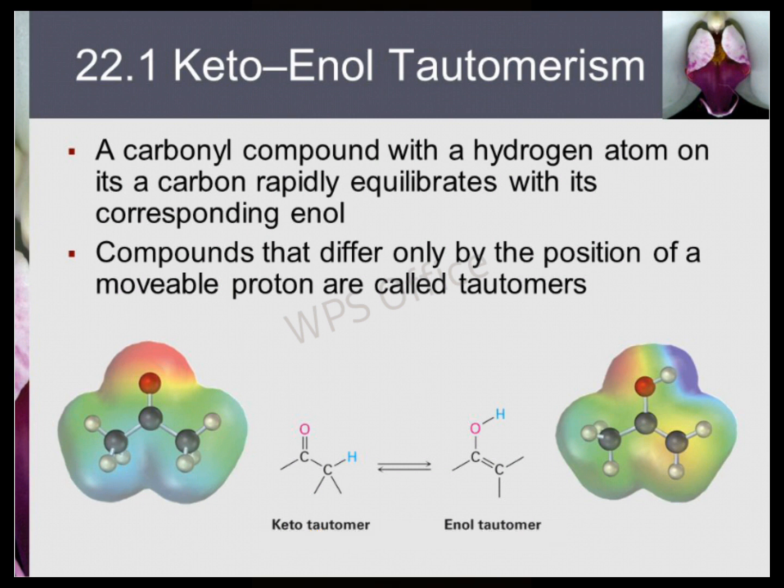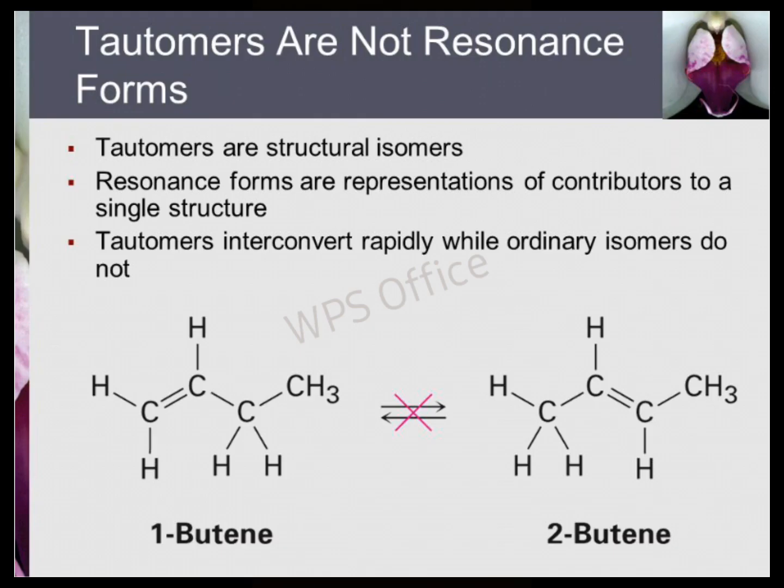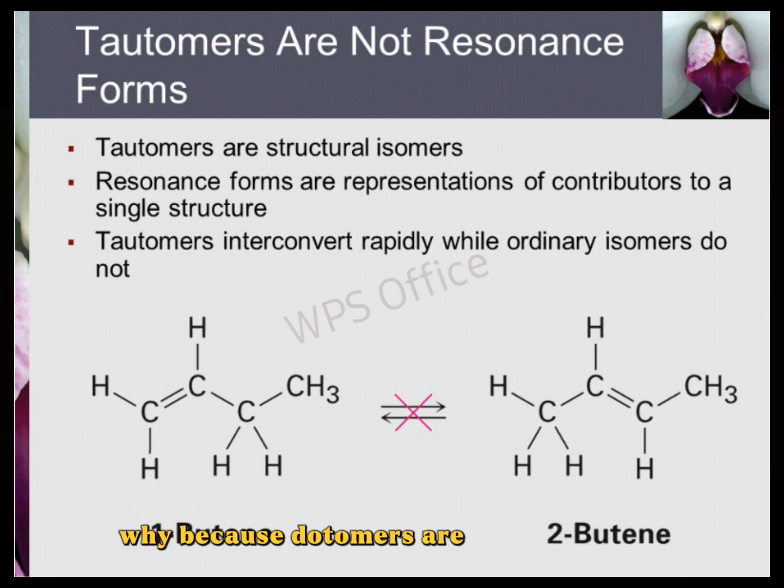A carbonyl compound with a hydrogen atom on its alpha carbon rapidly equilibrates with its corresponding enol. Compounds that differ only by the position of a movable proton are called tautomers. Tautomers are not resonance forms. Why? Because tautomers are structural isomers. Resonance forms are representations of contributors to a single structure. Tautomers interconvert rapidly while ordinary isomers do not.